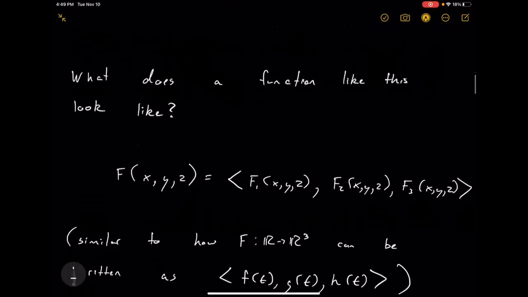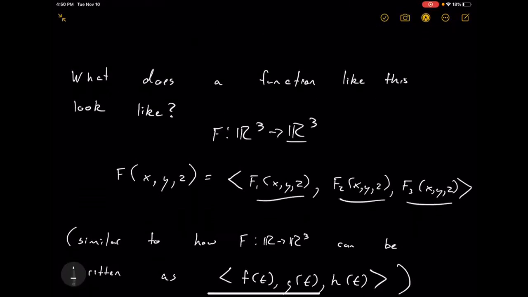So for example, let's consider the case for R3 to R3. What does a function like this look like? It has a three-dimensional input, so our input would be x, y, z, for instance, and then its output is three-dimensional, so our output is a vector. Don't worry about what's in the vector for a minute. Just note that its output is a three-dimensional vector.